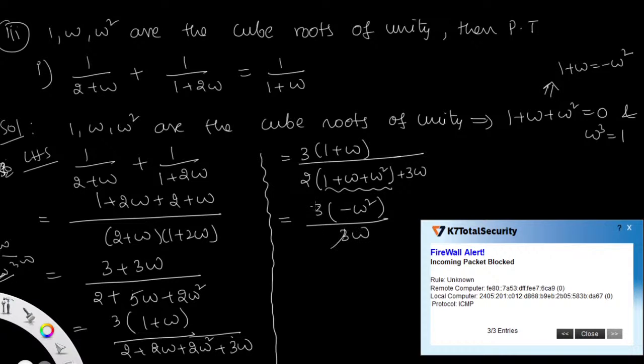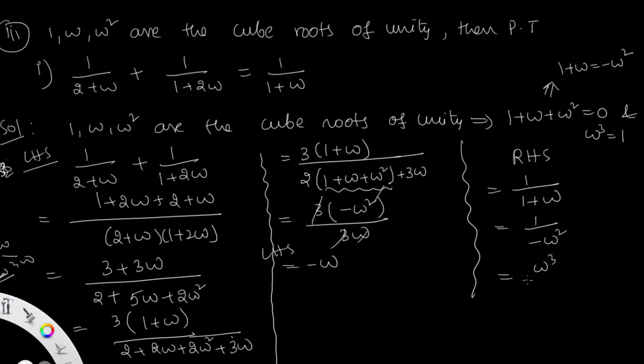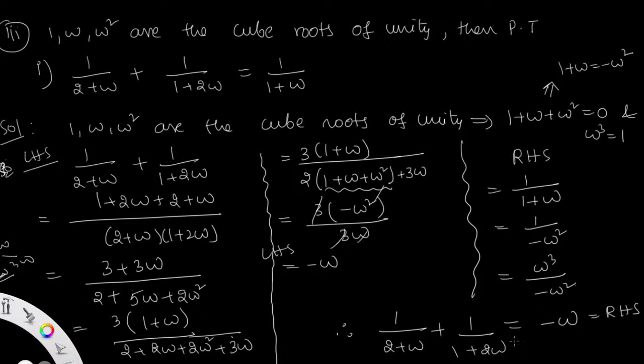Then you get 3 omega. So 3 cancels, omega means minus omega. This is for LHS. Similarly now, RHS is given, that is 1 by 1 plus omega. 1 by 1 plus omega is nothing but 1 by minus omega square, since 1 plus omega is minus omega square. So 1 is nothing but omega cube, by minus omega square. So that is nothing but minus omega. This is the RHS. Therefore LHS equals RHS: 1 by 2 plus omega plus 1 by 1 plus 2 omega equals 1 by 1 plus omega. This has given this value, so hence proved.